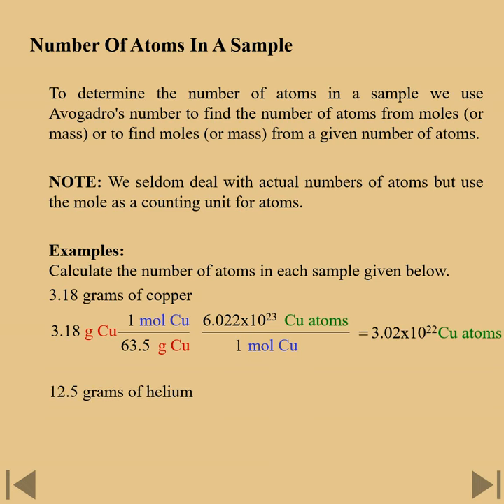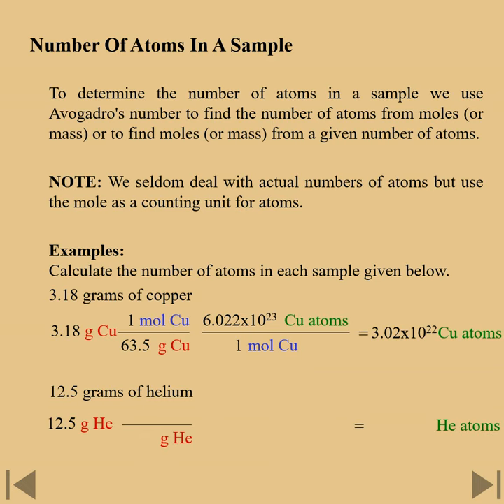Okay, what about the number of atoms in 12.5 grams of helium? Well, we're still using our units, so step 1, we're after helium atoms. Step 2, we're going to start with that given mass, 12.5 grams of helium. And step 3, let's get out of that unit.